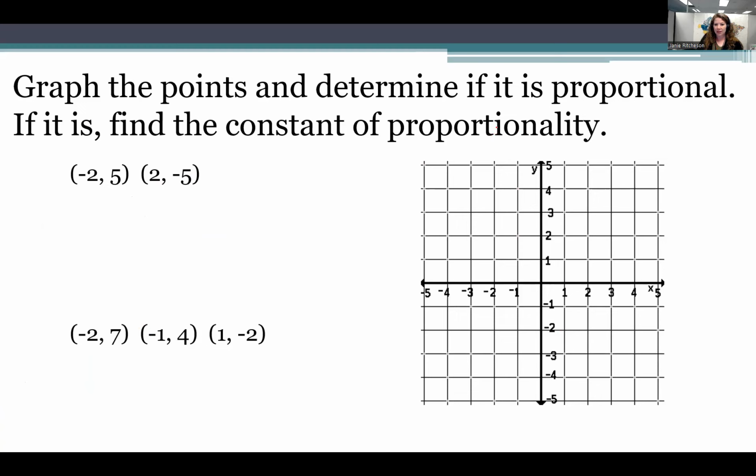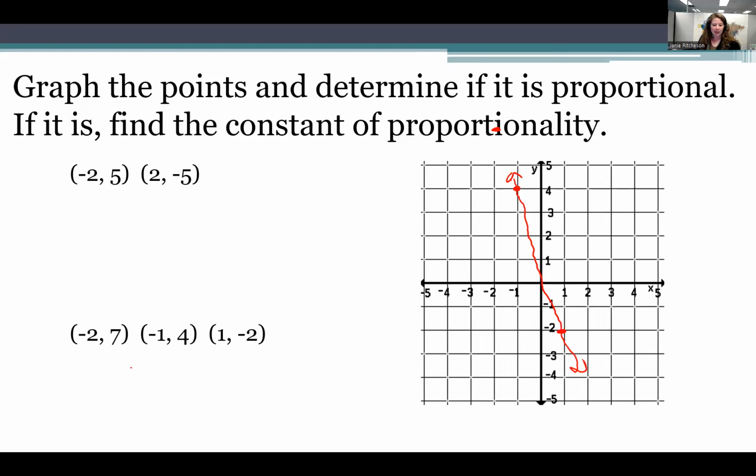About right here. All right, and then -1, 4. And then a 1, -2. All right, so it's going to be almost impossible for me to tell if this is proportional, because it looks like it would be. I'm guessing it would be.